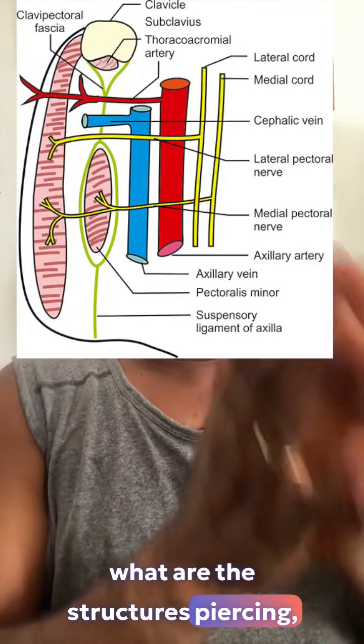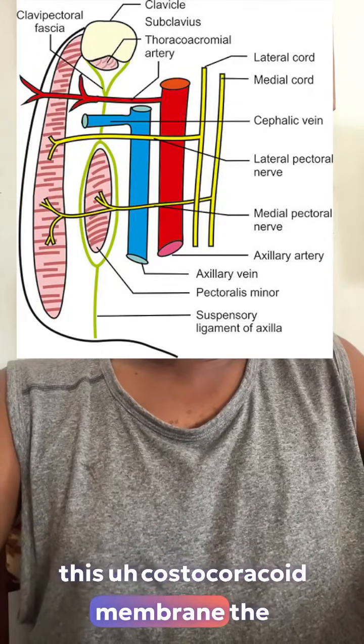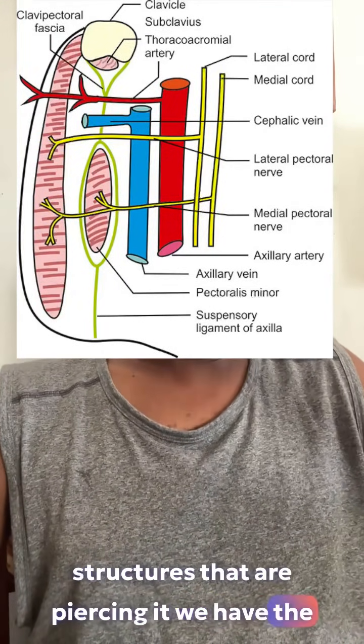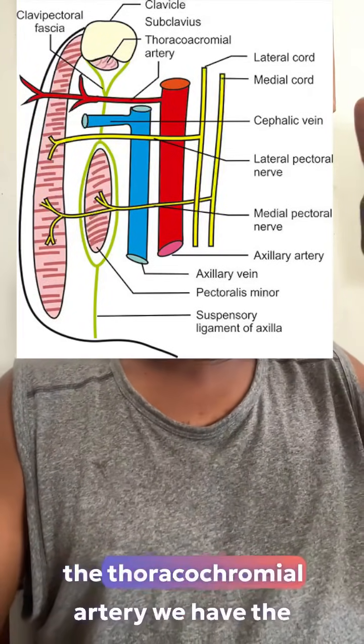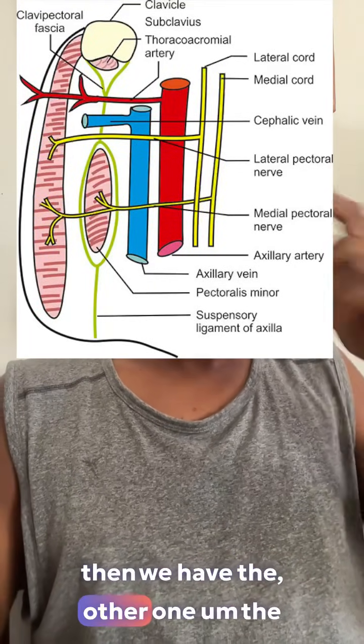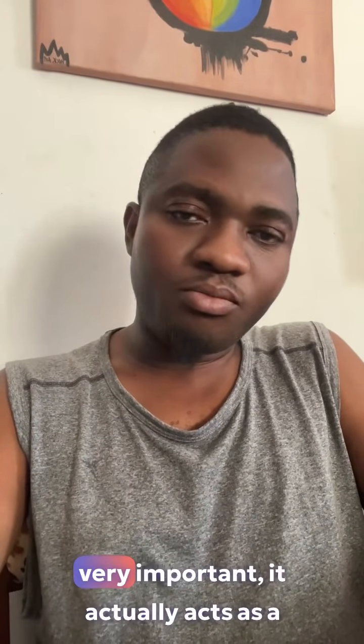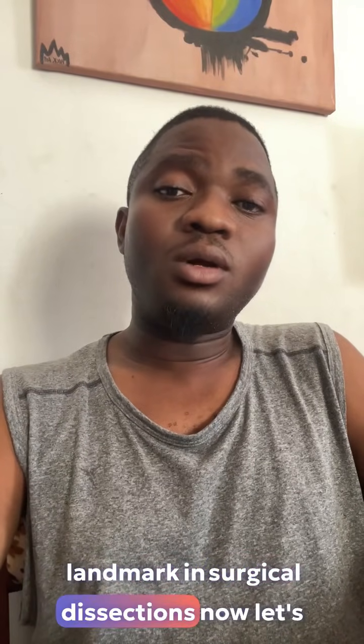Now, what are the structures piercing this costocoracoid membrane? The structures piercing it are the cephalic vein, the thoracoacromial artery, the lateral pectoral nerve, and the lymphatics. Now, what is the clinical importance? Very important: it acts as a barrier to the spread of infection, and it's an important landmark in surgical dissections.